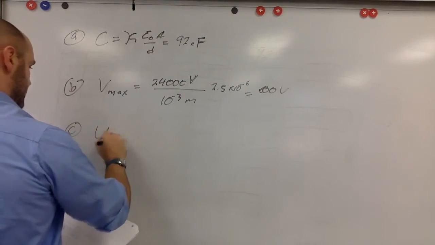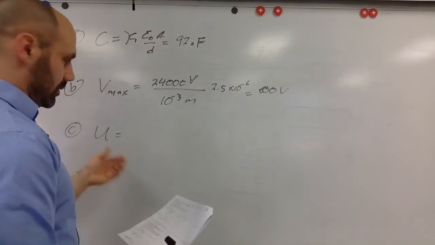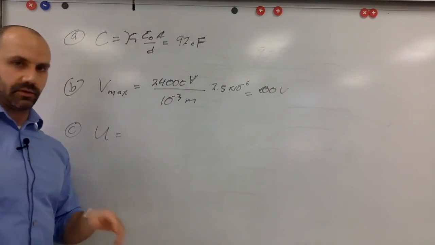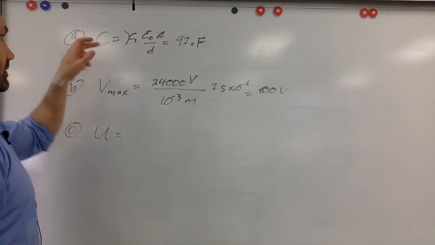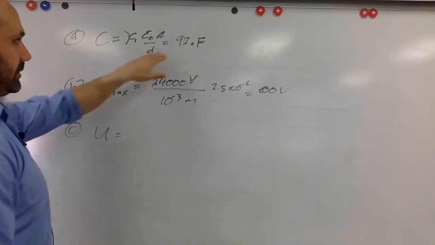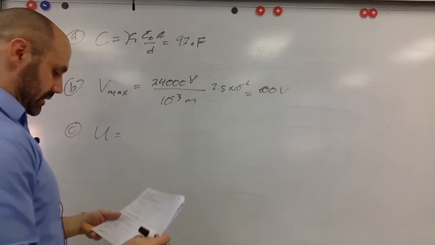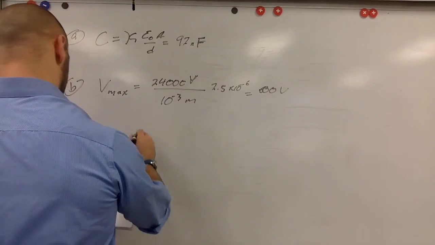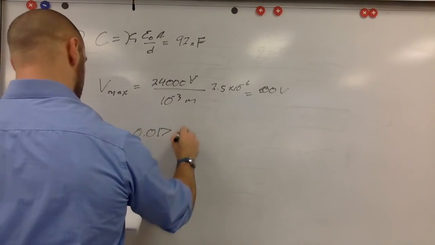Then the maximum energy, whatever way you want to do this, 1/2 CV squared, because we've got C and we've got V. We didn't calculate Q, so this is probably the best way. 1/2 of this times this squared, and I think that gives you 0.017 joules.